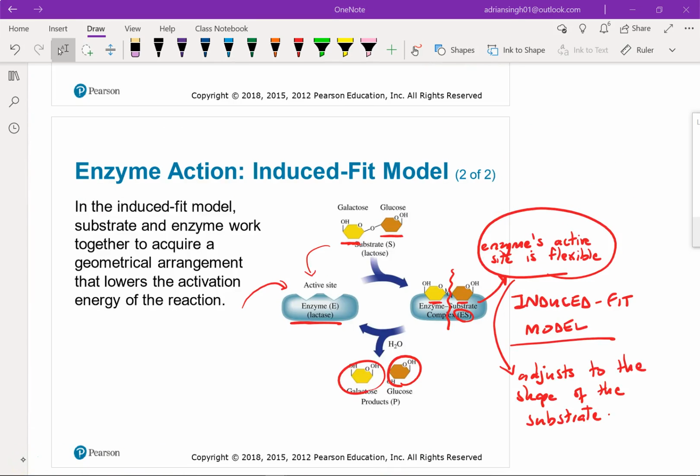So when we take a look at the next section, we're going to see how the activity of enzymes can be affected by several different factors.